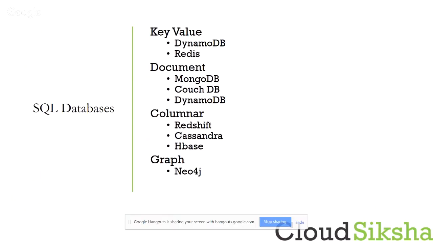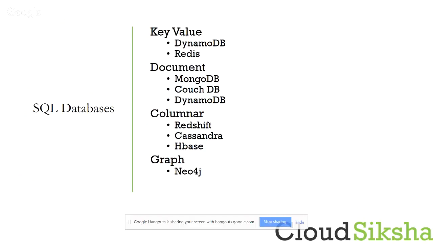Now, let us look at some of the NoSQL databases. It's wrongly mentioned as SQL databases here. It's actually NoSQL databases. These NoSQL databases are of different kinds. One is called a key value. So you don't store data in rows and columns. Rather, you input a key and you input a value for that key. Examples of this are DynamoDB and Redis. There are many more, but these are just a couple of them.